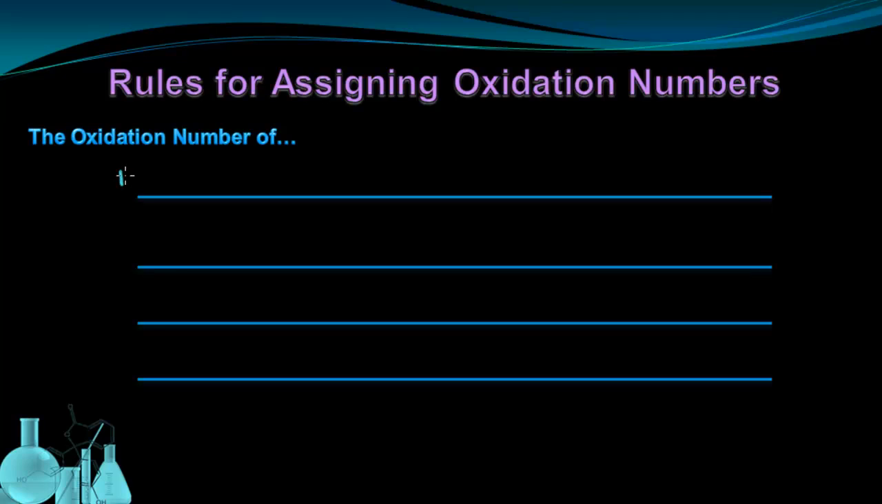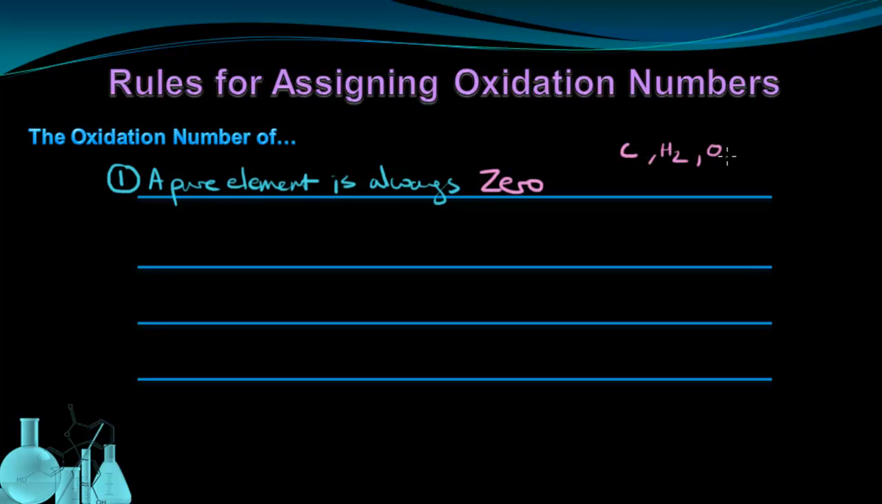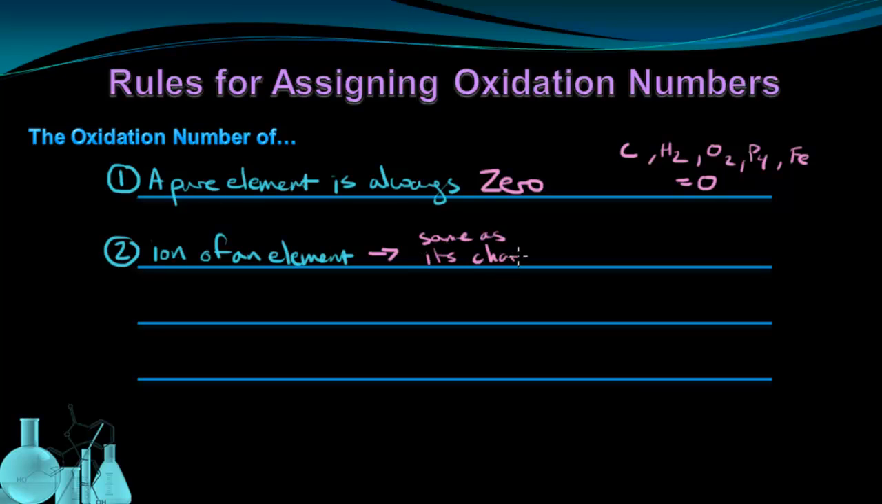So first, we're going to see that the oxidation number of a pure element is always 0. That means if I have carbon, or hydrogen, or oxygen, or phosphorus, or iron, written like this, they have an oxidation number of 0. The second rule is that an ion of an element has the same oxidation number as its charge. So for the magnesium ion, its oxidation state is going to be +2.